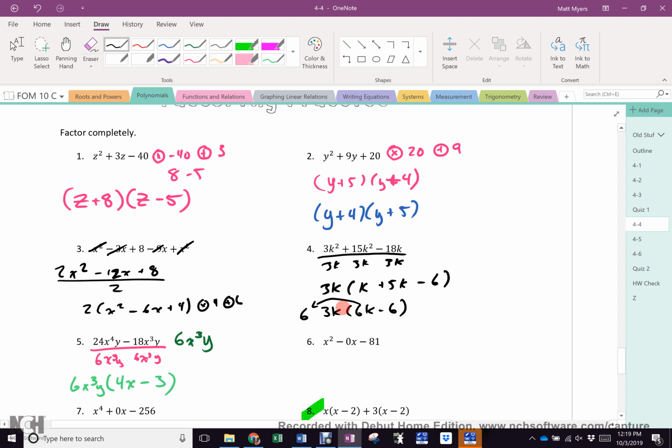I did not do that. Yeah, I know you did. And where I'm going with this, Emma, is when do you stop factoring? When there's nothing left to do, right?